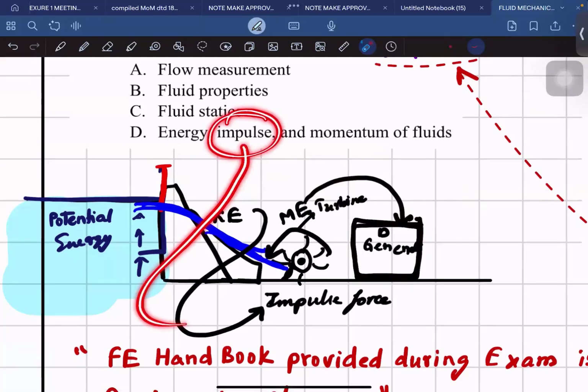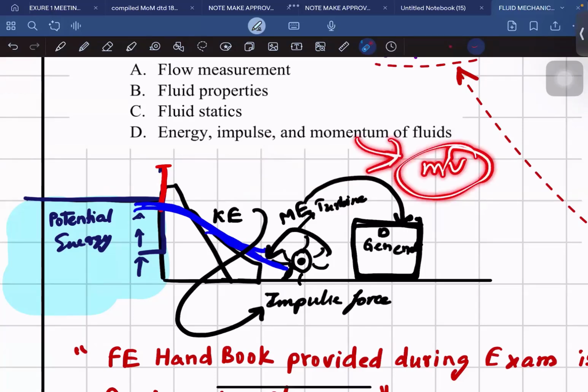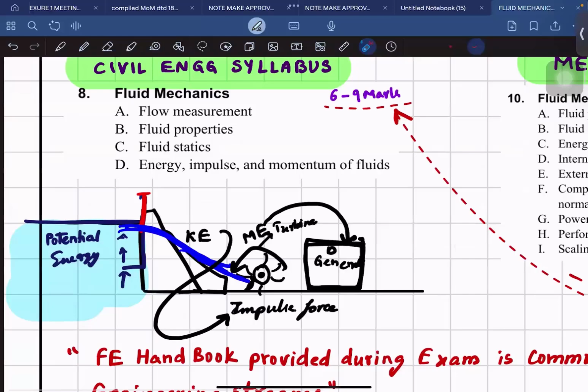Impulse is nothing but the impact of the water jet hitting a surface and making it move so that mechanical energy is generated. That is impulse. And momentum is another form of fluid in motion, where momentum, you guys know, is mass into velocity. With that, we have some phenomena. We'll see about them.